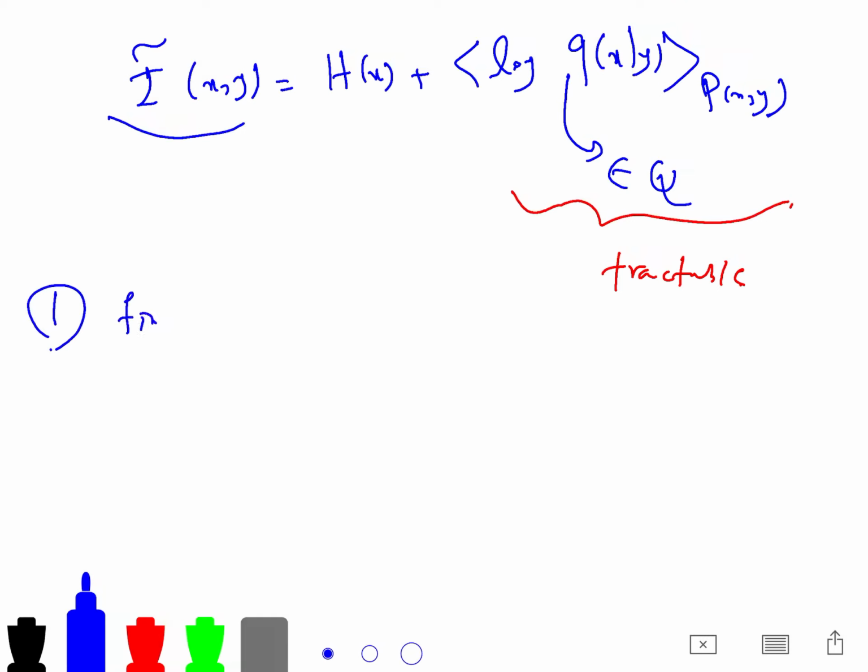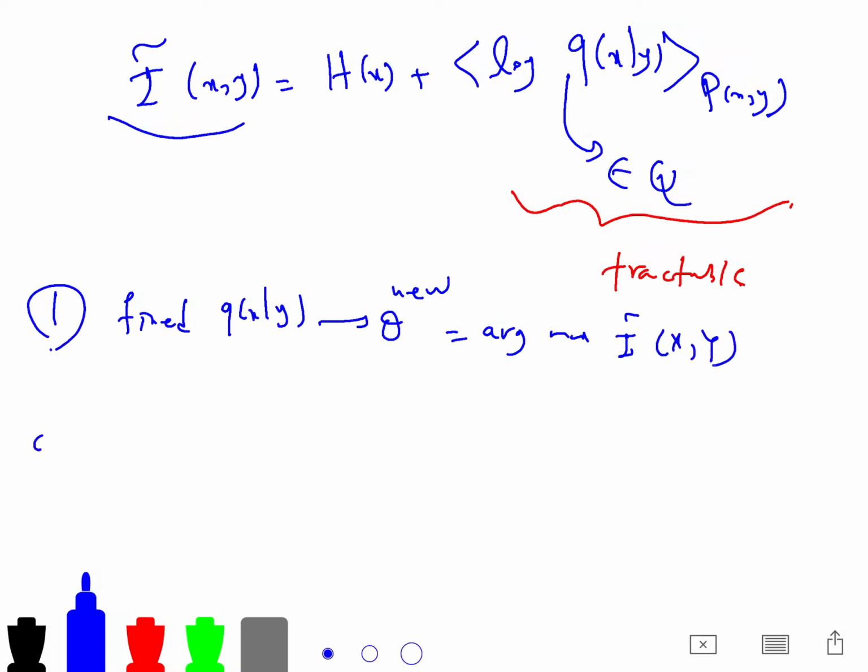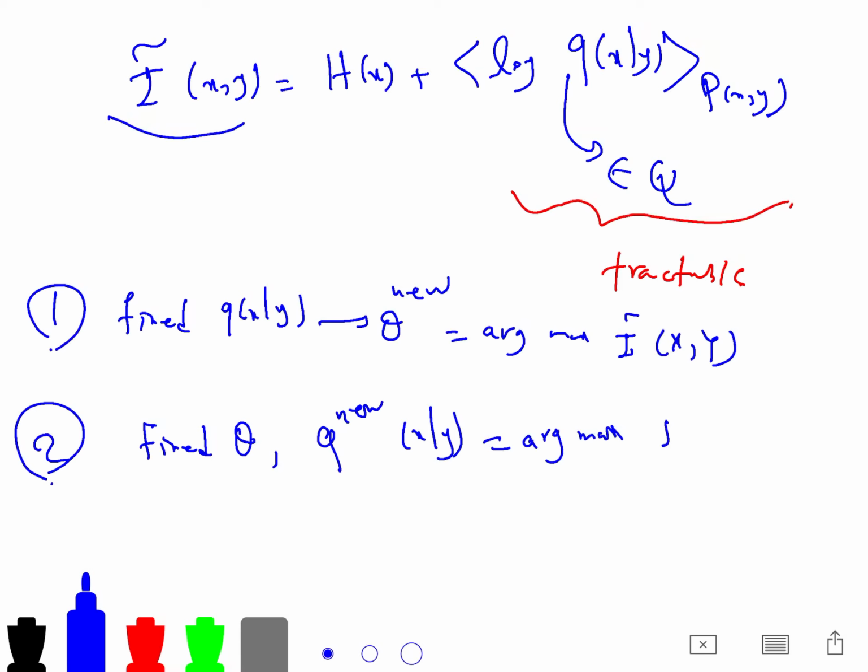So the first step is that for fixed q of x and y, we find theta nu. By the way, theta is just the parameter of p of y conditioned on x and theta. Theta nu is the argmax of I tilde of x and y. And in the second step, which pushes up the lower bound, for fixed theta, we calculate q nu of x conditioned on y, which is the argmax of I tilde of x and y over q of x and y in your chosen class of distributions. And that's it.